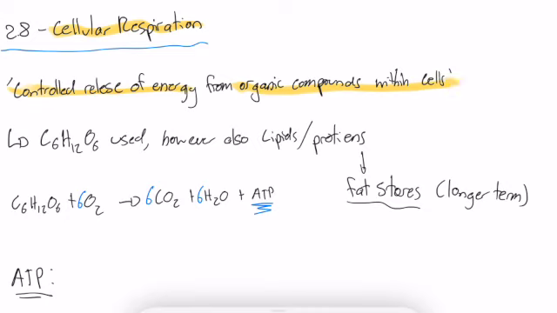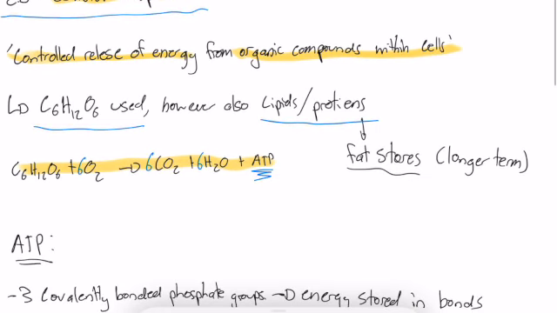Now we know that our typical cellular respiration undergoes this equation. We can note that typically our glucose is used. However, we can also see the use of things like lipids and proteins. Generally speaking, lipids and proteins are for that longer term storage, whilst things like sugars are more short term, so things like glucose, for instance.